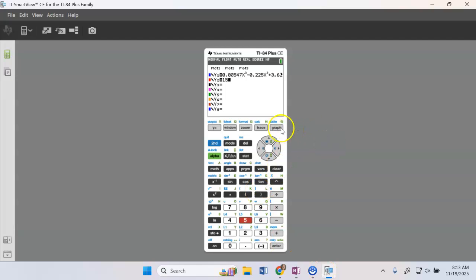Now I'm going to graph it. I might have to adjust it. Ooh, my window is way crazy. Let's just start with a standard window, and then we can adjust as needed. Yep, we want to zoom out.